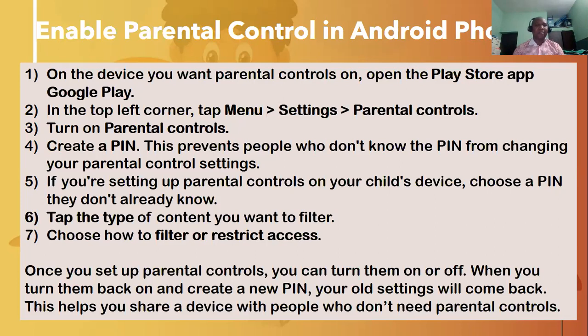Then tap the type of content you want. So here you are going to select the apps you want to restrict them to, and the ones you want to hide from them. Choose how to filter, then restrict access. You are going to do all of that. Once you set parental control, you can turn it on and off anytime. When you turn it back on and create a new PIN, your old settings will come back. This helps you to share your device with people who don't need parental control.